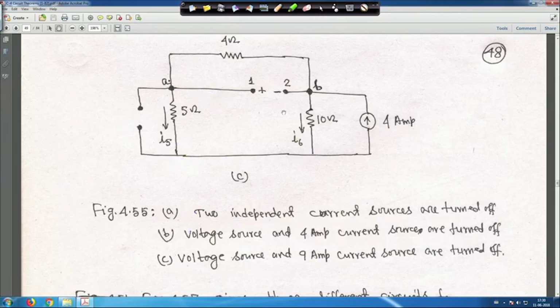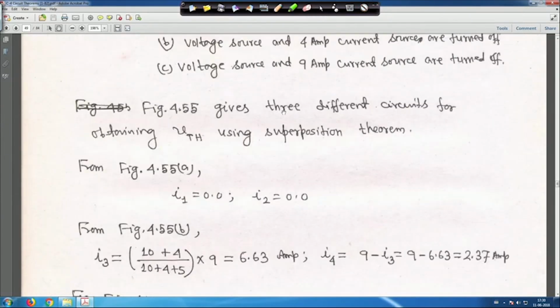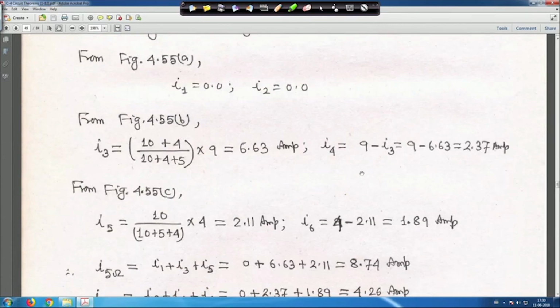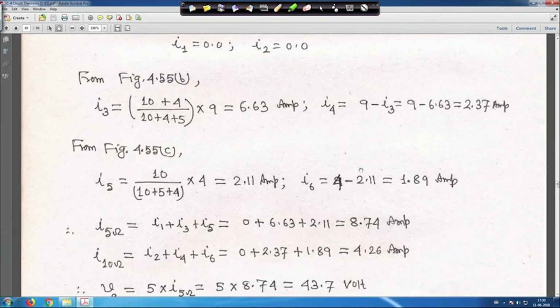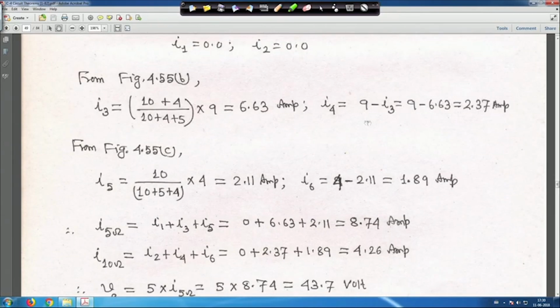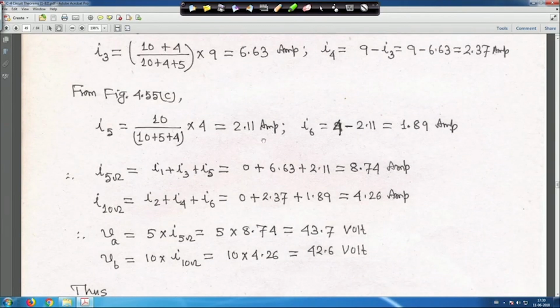Next, when you solve it, look from figure A, all these solutions are given to you. In figure A it is given I 1 0, I 2 0. Similarly, figure B, I 3 is equal to 6.63 ampere, I 4 is 2.37 ampere. You please solve it. Everything I have written here for you, but please solve it. And similarly, for figure C, we got I 5 as 2.11 ampere and I 6 as 1.89 ampere.